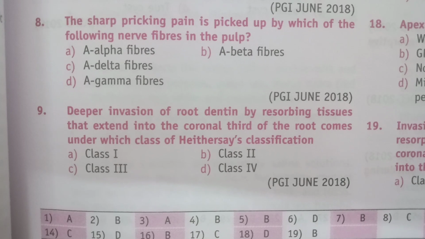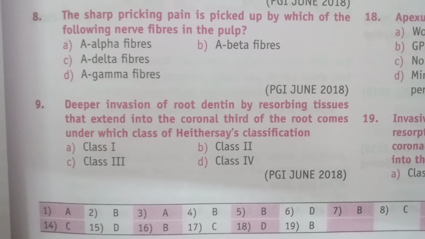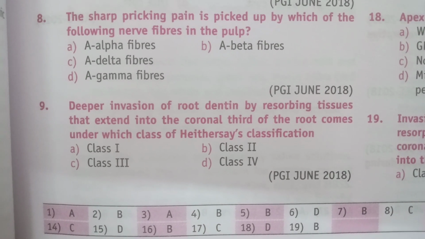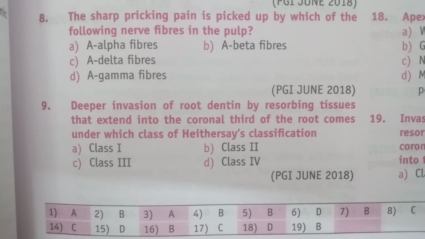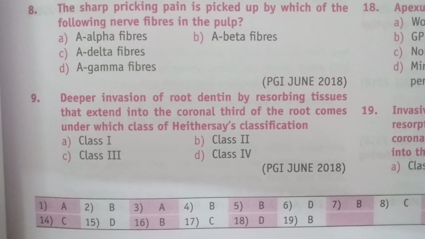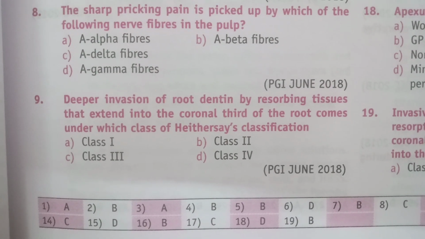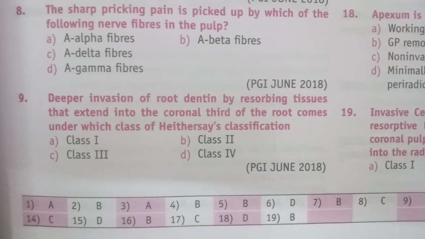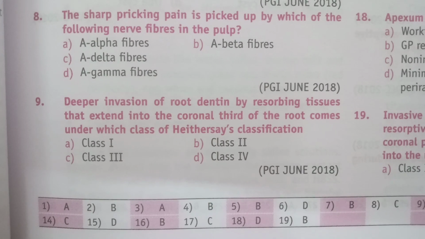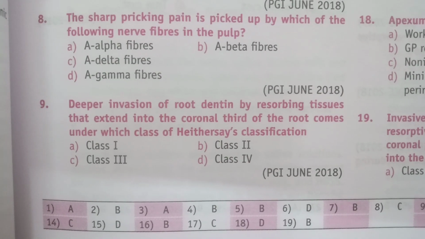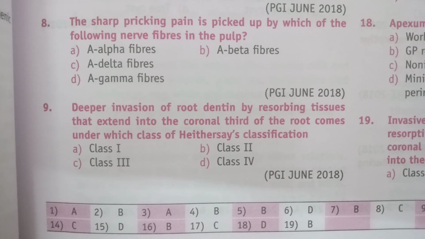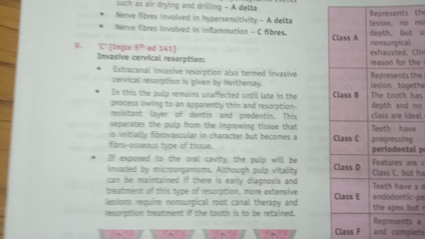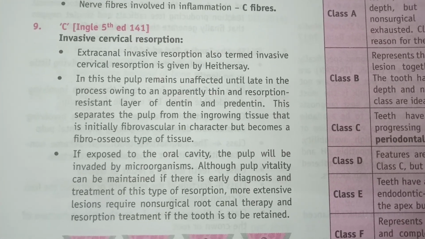Deep invasion of root dentin by resolving tissues that extend into the coronal third of root comes under which class of Heithersay's classification? Here the answer was C, that is class 3. So we'll go to the explanation part to understand the Heithersay's classification. So here is the explanation part.